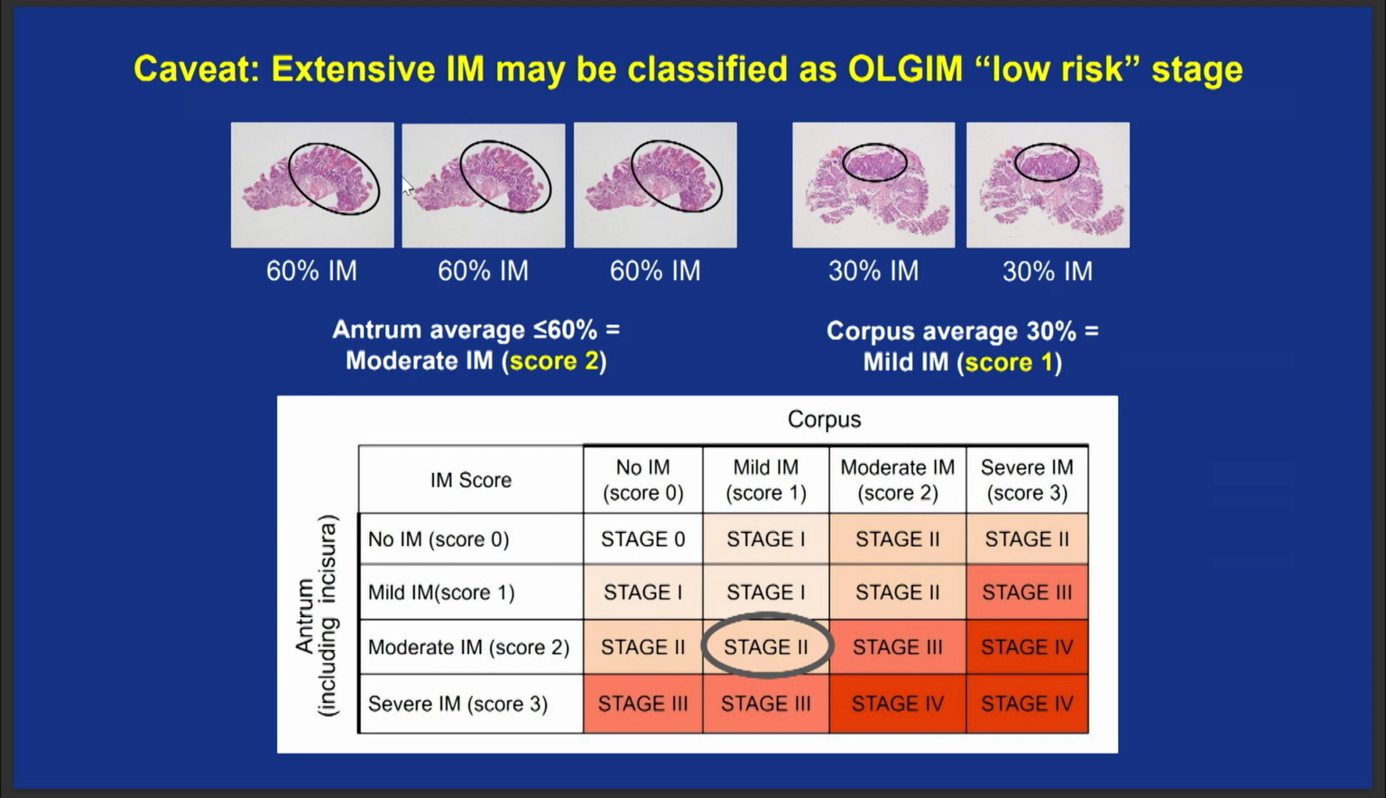The other caveat, and I commented on this last time, is that in extensive metaplasia, you can have even all biopsies with intestinal metaplasia and still be a low-risk OLGIM. If you have up to 60% of metaplasia, the average up to 60 means a score of 2 for the antrum. And if you have 2 biopsies on the corpus with up to 30%, will be score 1. So if you combine here, this patient will be stage 2, considered low risk, which probably won't be the best classification.